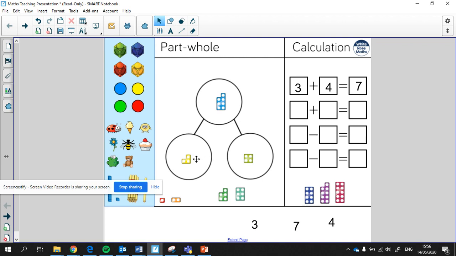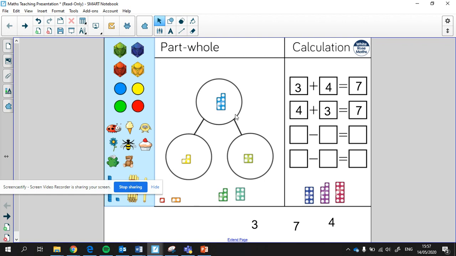I can also add, so just to remind you about some of the vocabulary about our part-whole diagrams, 7 is the whole, and these are the parts that we're adding together. It doesn't matter which order we add them in. 3 and 4 is 7, and 4 and 3 is 7. So we're using just these 3 digits for each set of questions.